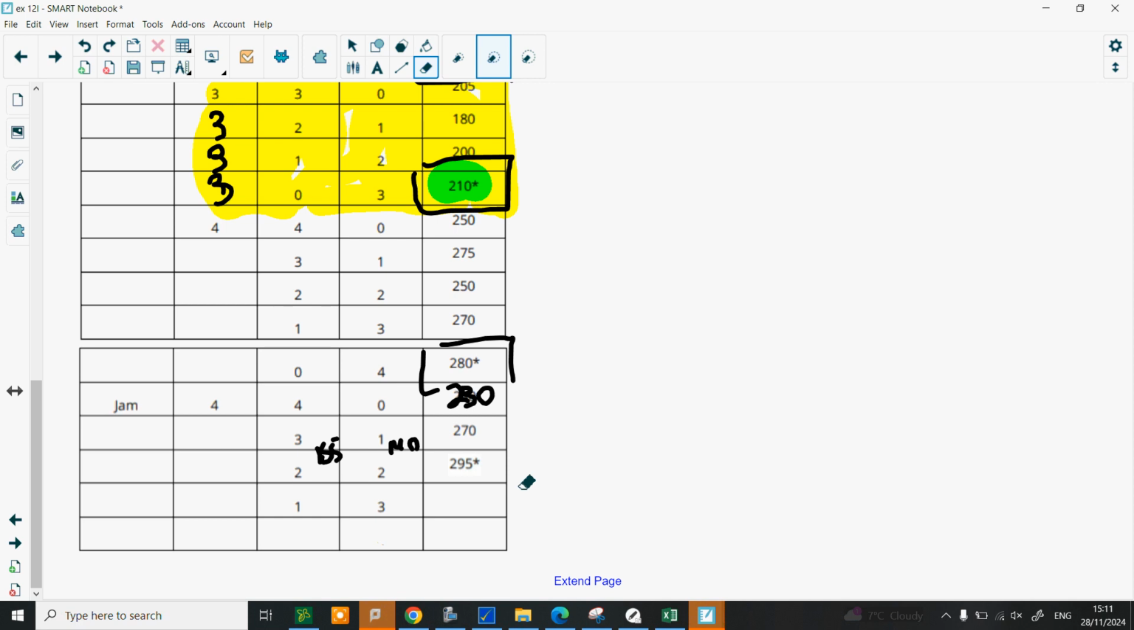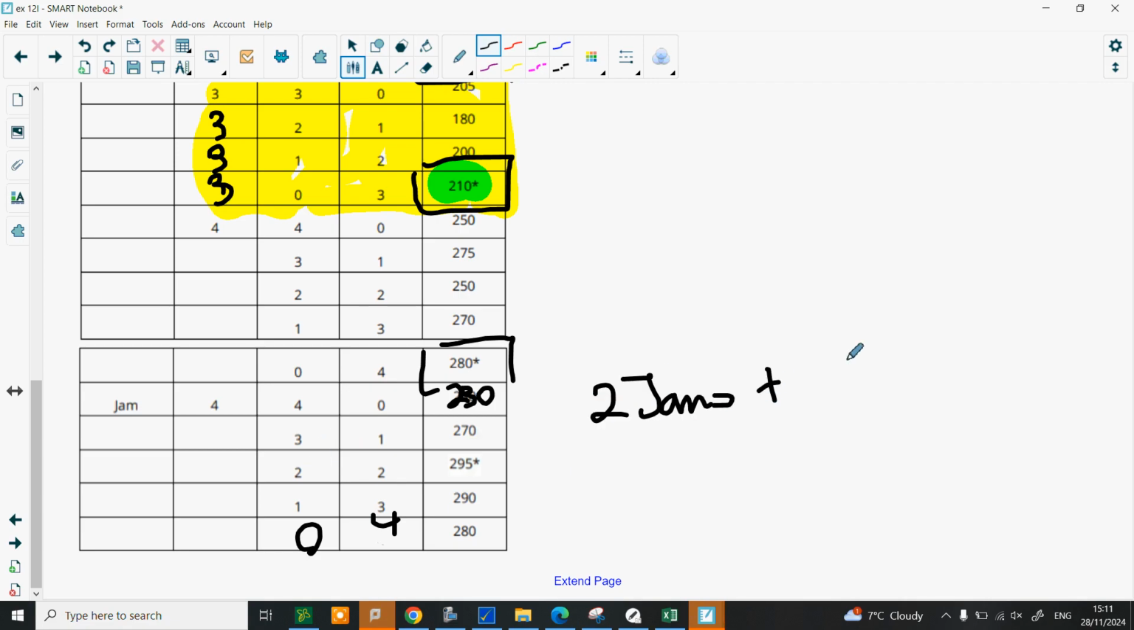Finally, 1 jam and 3 raspberries. What do we reckon there? Anybody? 1 jam is 80 and 3 raspberries. 210. What do we get? 290. And then the last one is just 0 and 4, isn't it? So what's our best way of making profit here? 2 jams and 2 Raspberry Ripple, and that will get us a profit of €295.